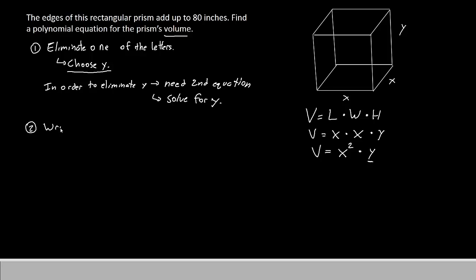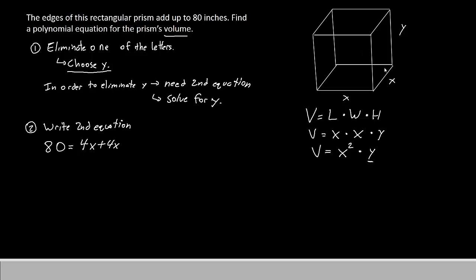Let's write our second equation now. All right. So whatever this is, this has to add up to 80. Let's have a look at the edges. Look at the bottom layer. The bottom layer has 4 edges. 1, 2, 3, 4, and all of them are x. That's 4x. And if you look at the top layer, it's identical to the bottom layer, giving us an additional 4x. 1, 2, 3, 4.